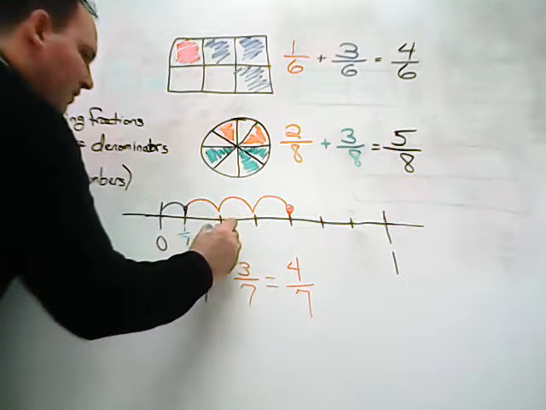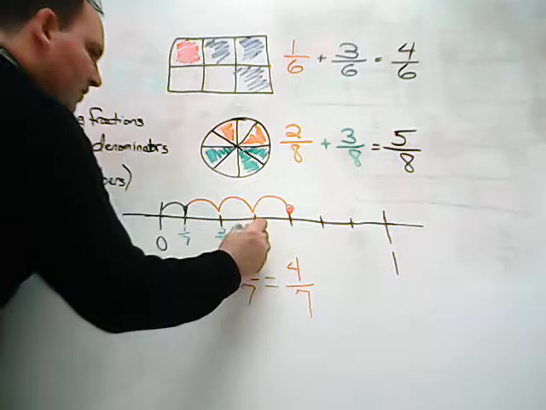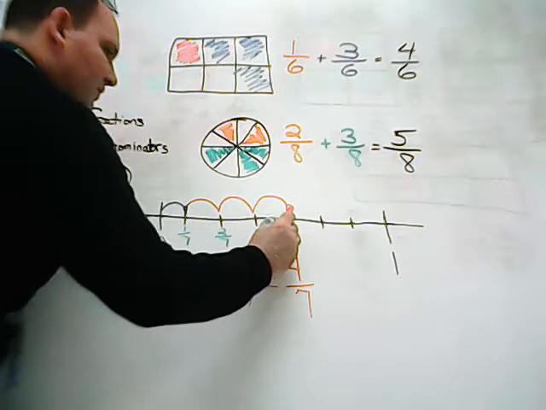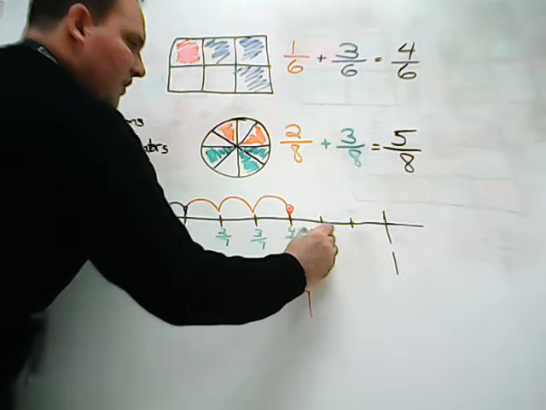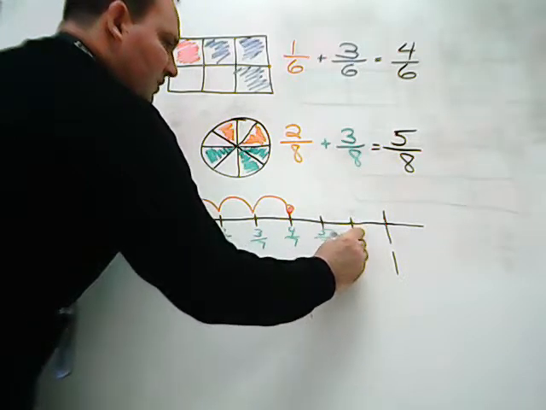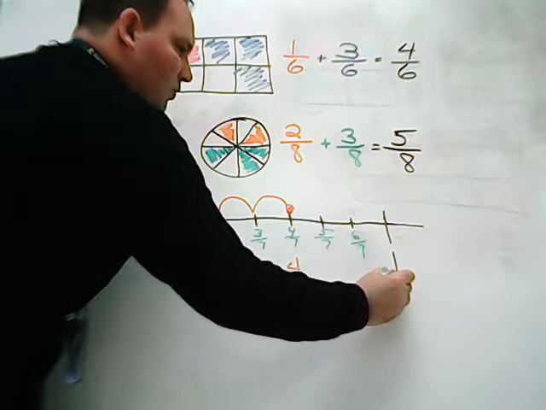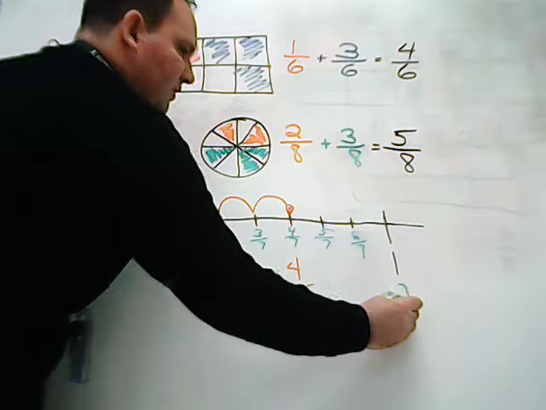1/7, 2/7, 3/7, 4/7, 5/7, 6/7, and 1 whole equals 7/7.